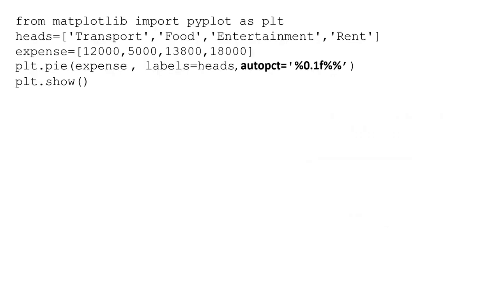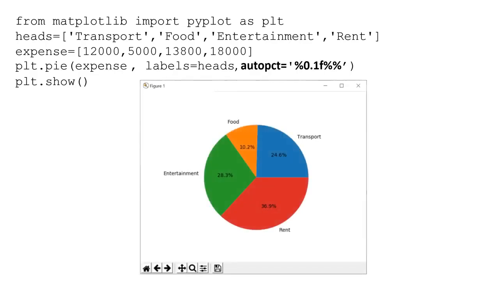Autopct specifies the format to display the percentage portion of each slice. Here %0.1f specifies that there should be one digit after the decimal and before decimal as many digits as needed. The two percentage signs after 0.1 specify that percentage sign should be shown along with the percentages.